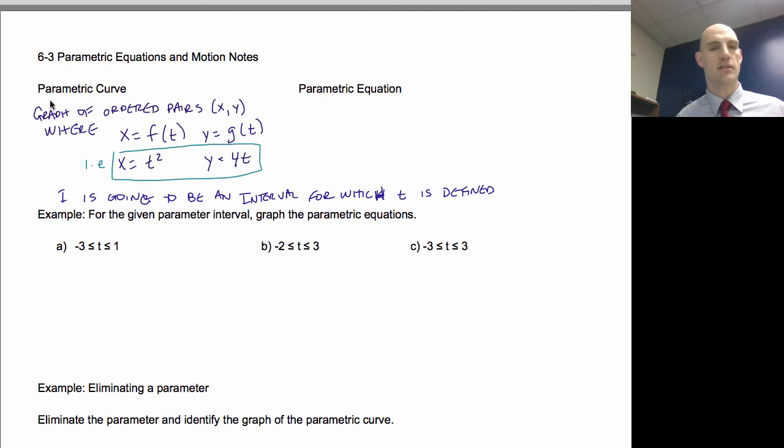And this whole explanation is under both of these, so this would be like parametric curve and parametric equations. The equations are x is equal to f of t and y is equal to g of t.